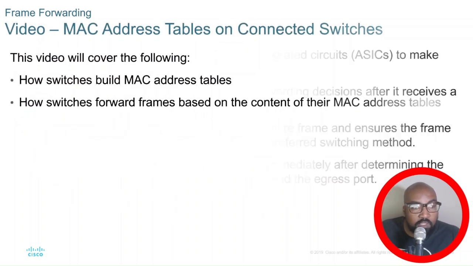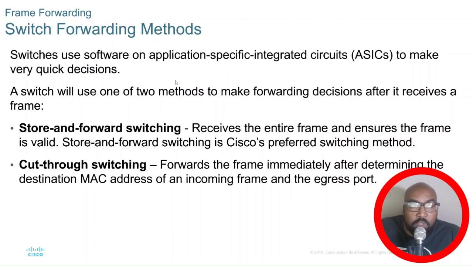Okay, we already kind of looked at the video here. Now, switching forwarding methods. Switches use software and application-specific integrated circuits to make very quick decisions. A switch will use one of two methods to make forwarding decisions after it receives a frame. Okay, let's take a look at that.